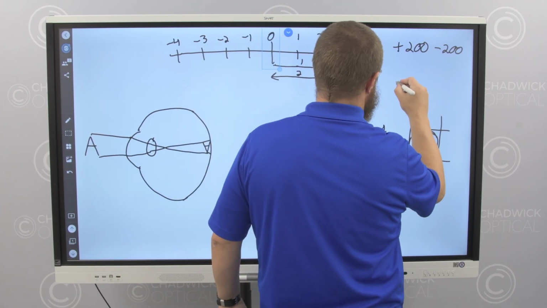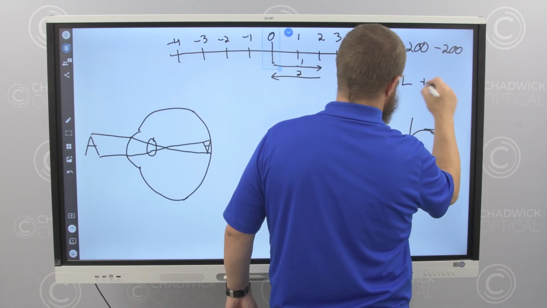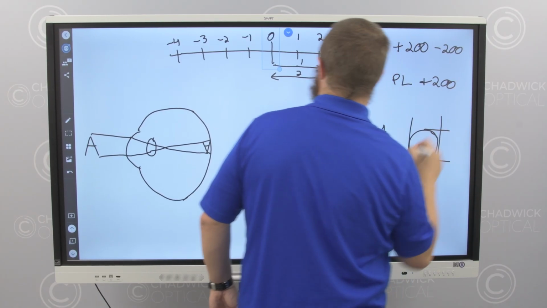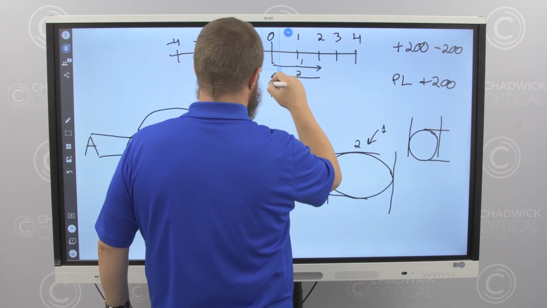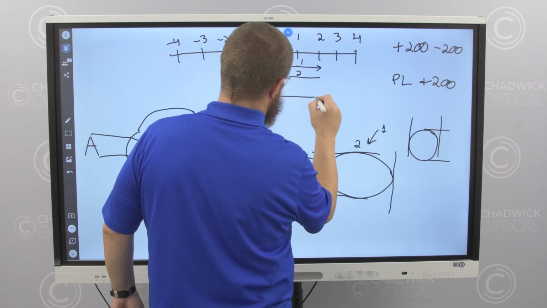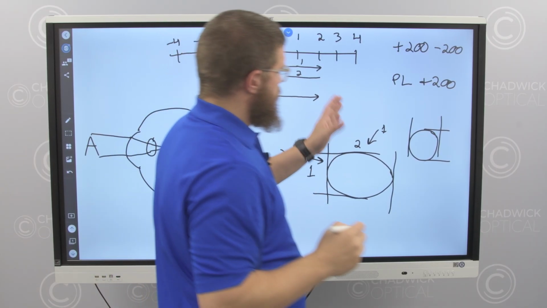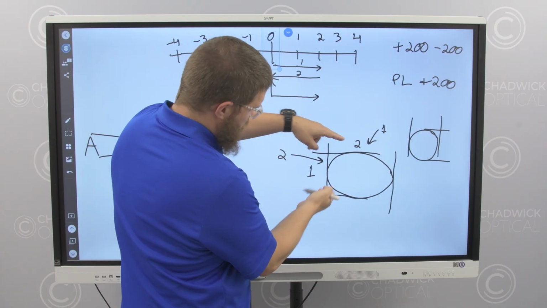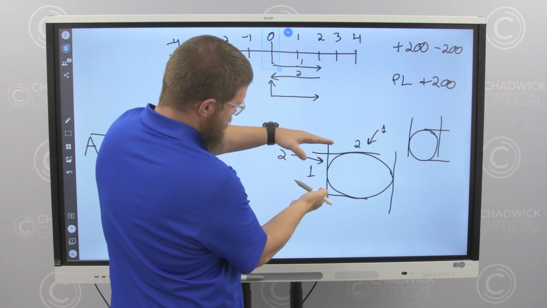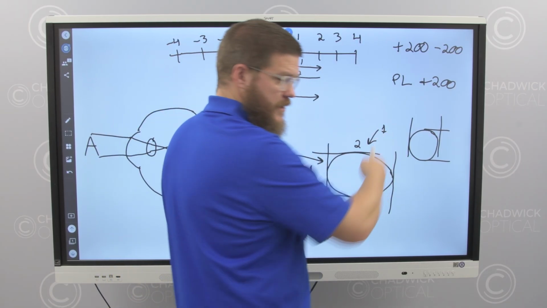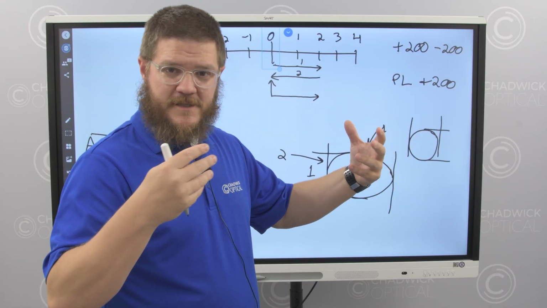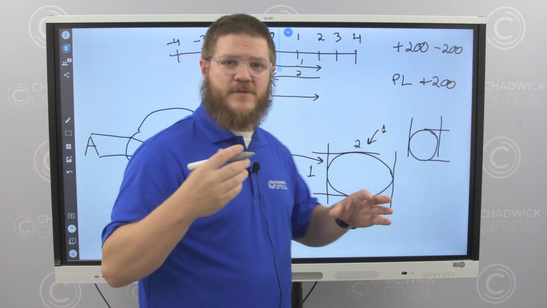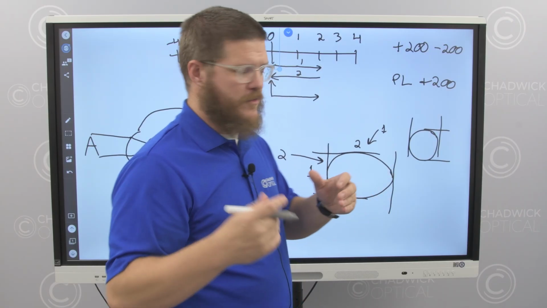Alternatively, the same power could be called plano +2. And what that looks like is that one starts here and goes this way. So it's like, do we start here and go up, or do we start here and go down? That's what plus cylinder versus minus cylinder is, and that's what we're calculating transposition for.